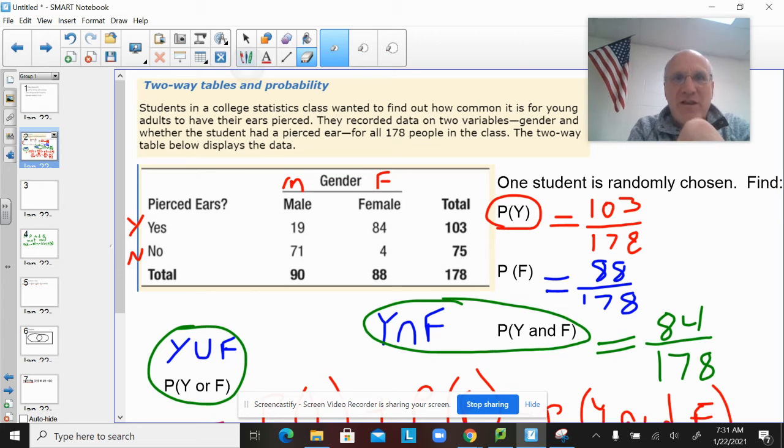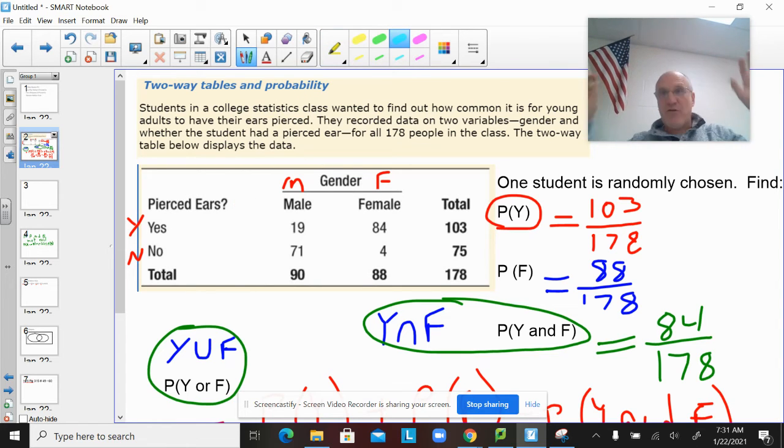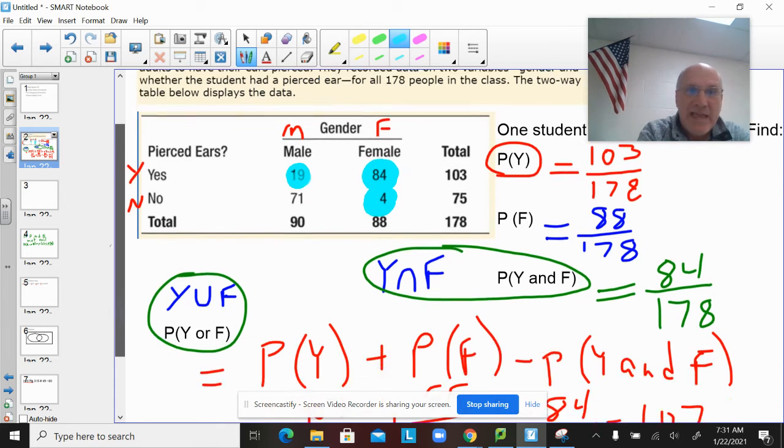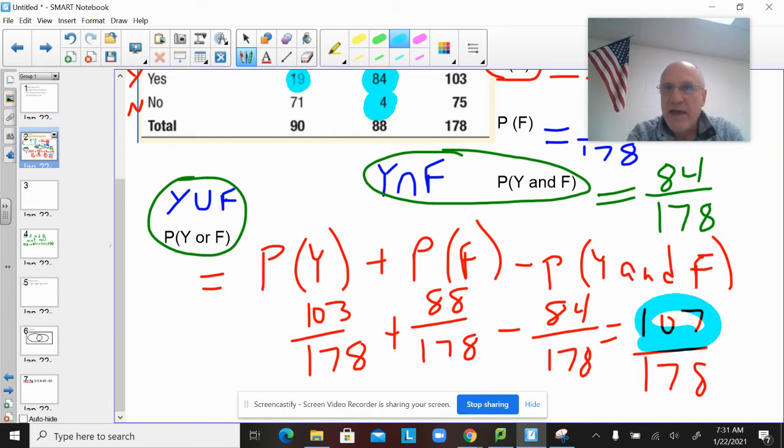Understand that if you're given a two-way table, which you won't always be given, and I want the probability of Y or F, I see that number, I see that number, and I see that number. Those are the three numbers that are anywhere in either Y or F. If I just add those three numbers together, I do in fact get 107 out of 178. So really that's the same thing.